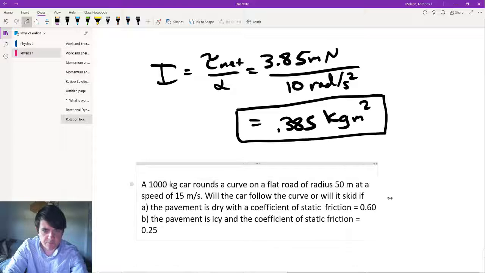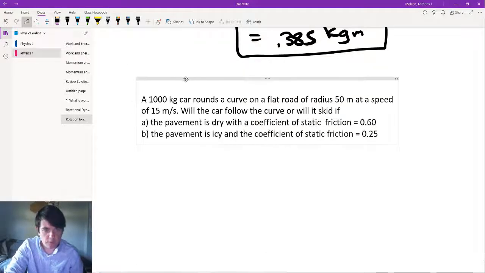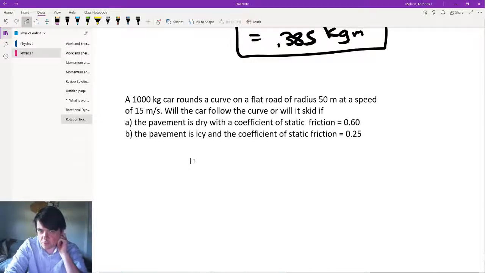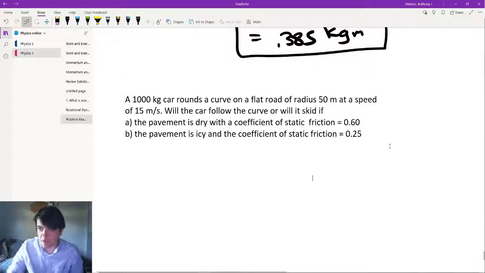As always, you can always go deeper into something. So in this example, a 1,000 kilogram car is going around a curve on a flat road of radius 50 meters at a speed of 15 meters per second. We want to know if the car will follow the curve or will it skid if the pavement is dry and the coefficient of static friction is 0.6, or if it's icy and the static friction lowers to 0.25.